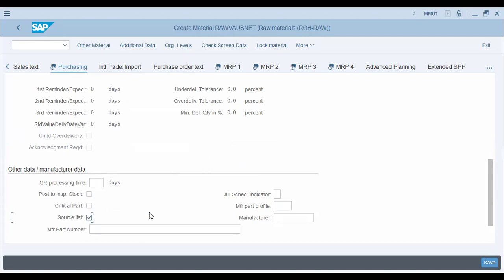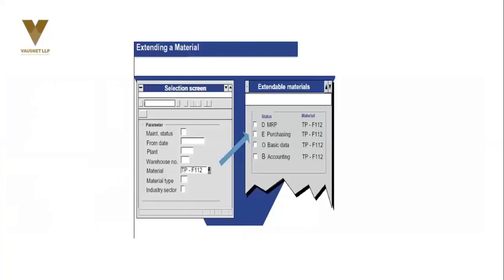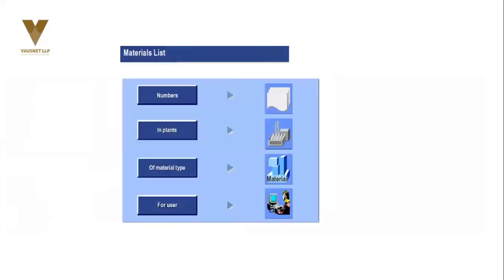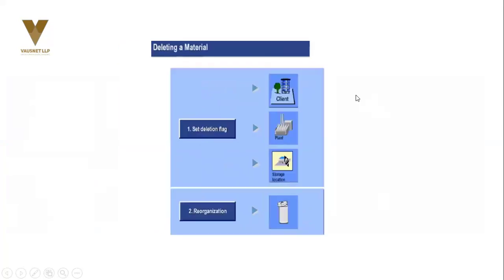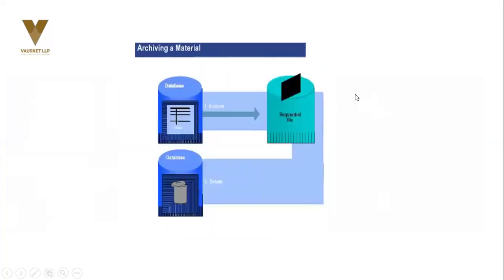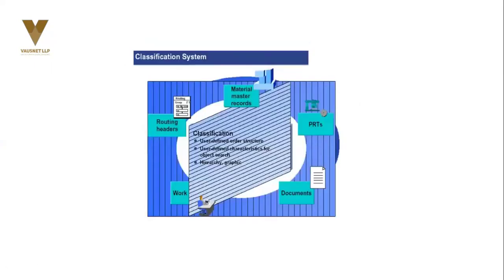Now, what is source list? Part of purchasing where you actually define and club your vendor and material from where you want to source your material. Okay. In material list, we have numbering range, plants, the types, and of course, the users that want to use that material. Materials can also be deleted. It can be archived if it is not under any other use.